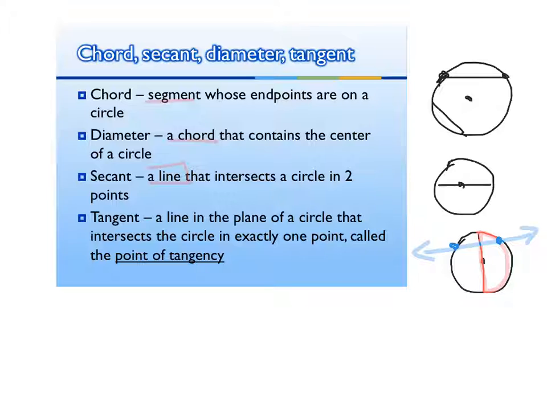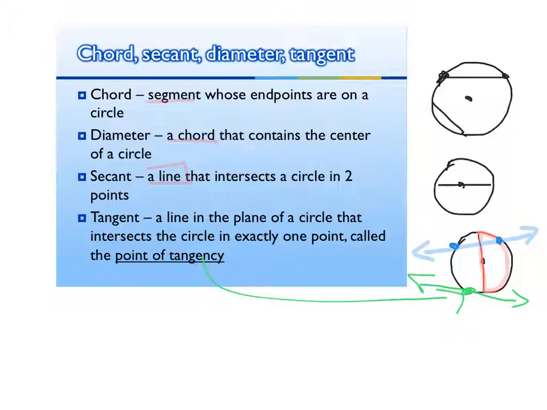Then the tangent is going to be a line that intersects the circle in exactly 1 point. So it's like skimming the side of it. And it's going to hit it just here at 1 point. That point where it hits the circle is called the point of tangency.